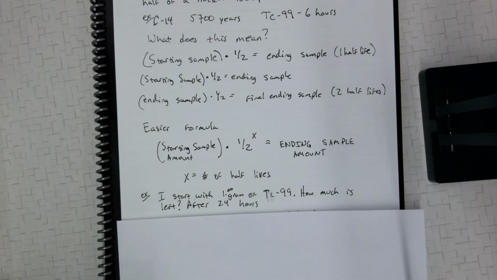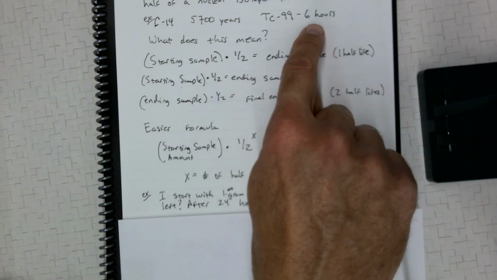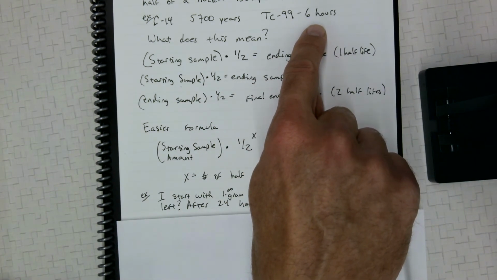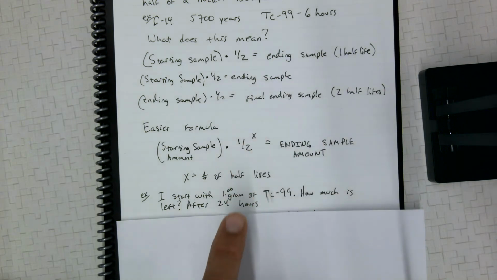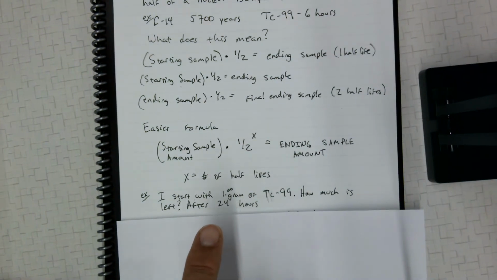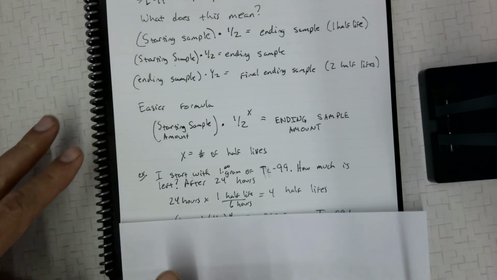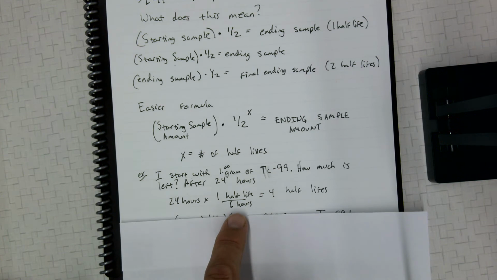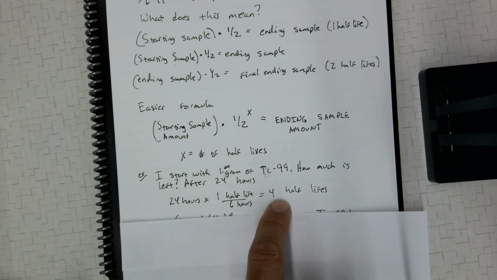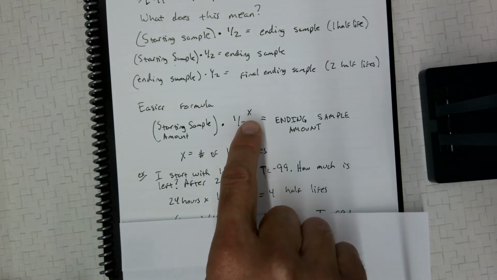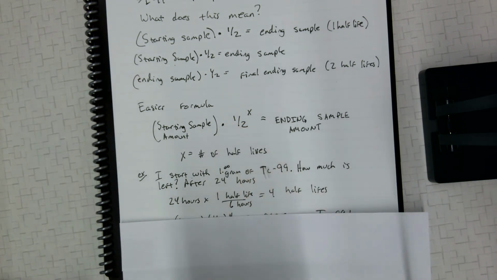And what's important is this right here. 1 half-life of technetium is 6 hours. So if I go for 24 hours, how many half-lives is that? Well, the number of half-lives is actually 24 divided by 6. That gives me 4 half-lives. That's what that x is. It's not 24 hours. It's the number of half-lives, okay?